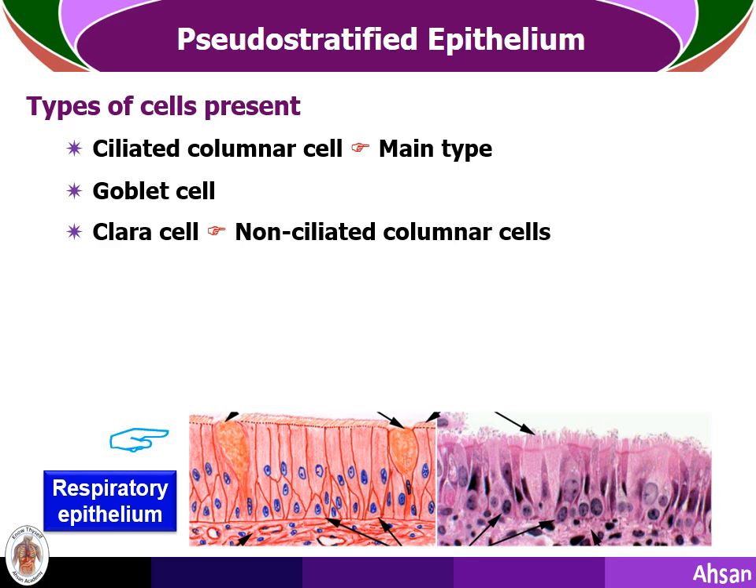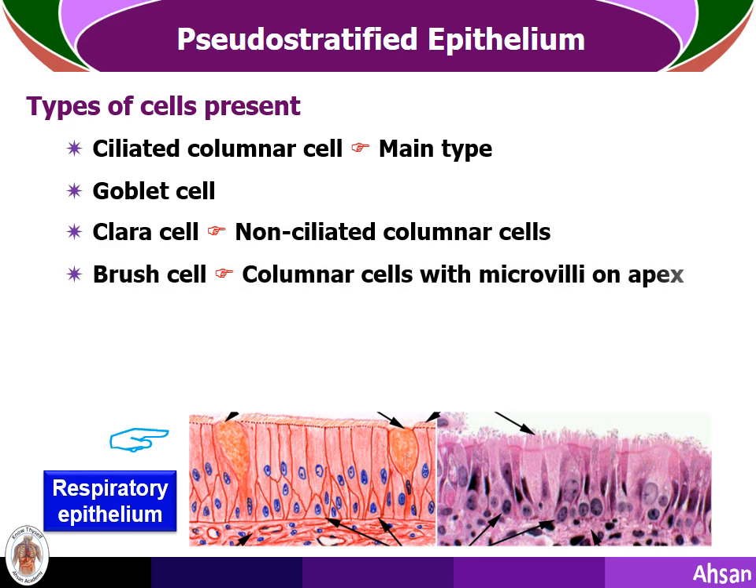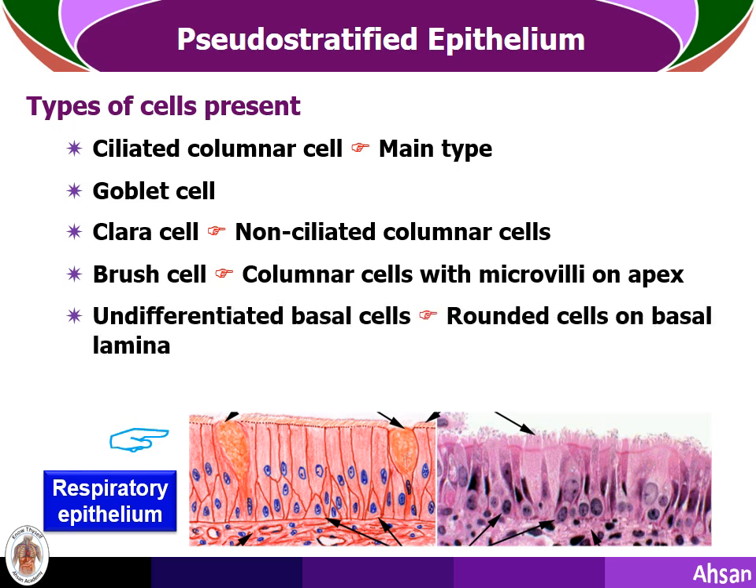The third cells are Clara cells. These are non-ciliated columnar cells. Next are brush cells. These are also columnar cells with microvilli on the apex. These brush cells are different from the ciliated columnar cells. Ciliated cells have cilia, and brush cells have microvilli on the apex.